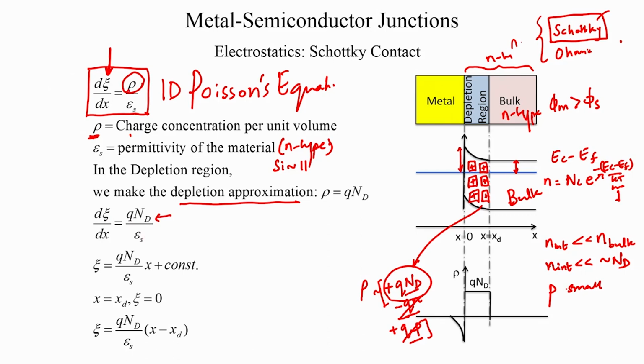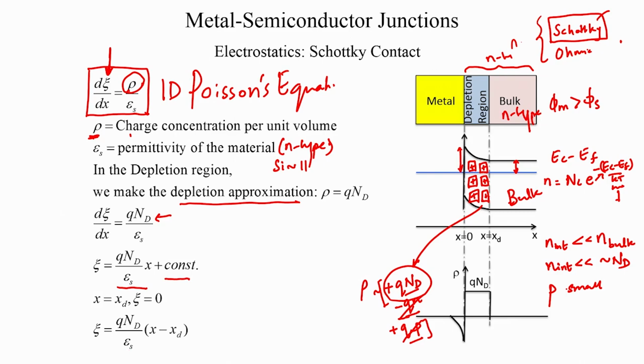This is a simple differential equation to solve, and your electric field turns out to vary linearly with distance. So that is what it tells us. The solution of Poisson's equation under the full depletion approximation says that the electric field varies linearly with distance, and there is an integration constant here. Now how do we determine that constant?